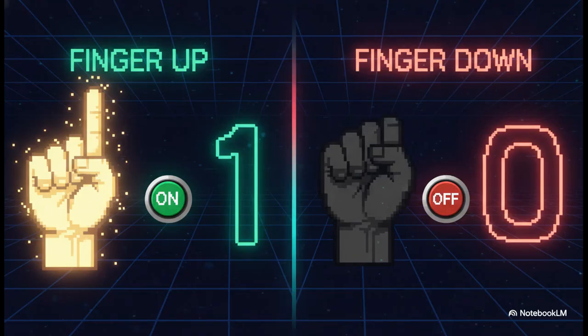And the rule here is so simple. If a finger is up, it's on. That's a 1. You add its value to your total. If a finger is down, it's off, a 0, and you just ignore it. So to make any number, you just add up the values of the fingers you have raised.